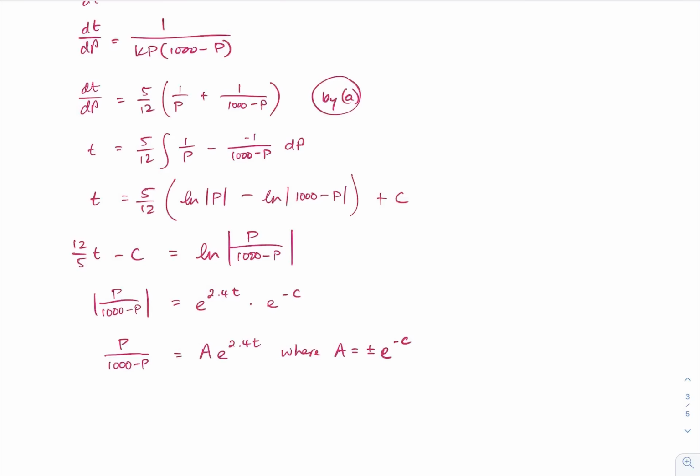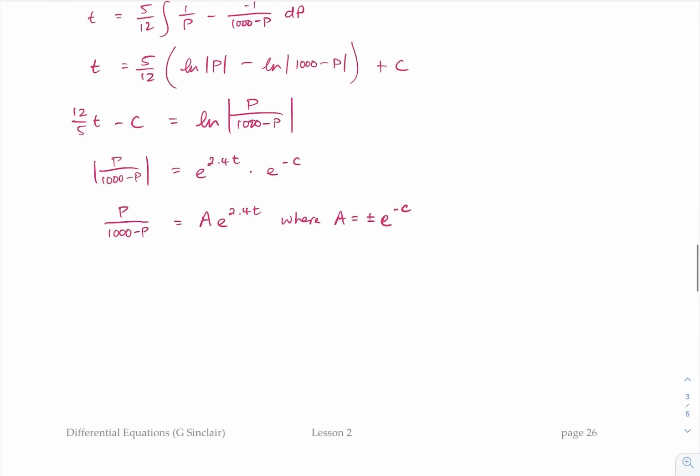Okay, so I've dealt with the absolute values by allowing that A can be positive or negative. If we considered a constant solution, then it could be 0, but I'm not going there. And now we have to get P. Oh, I've got P in two places. We've got to get P by itself. All right, speeding up again.